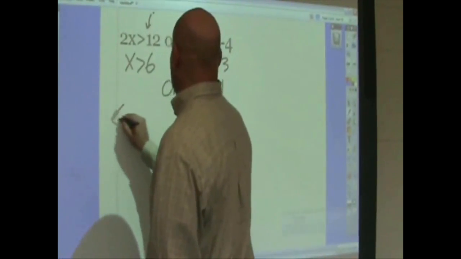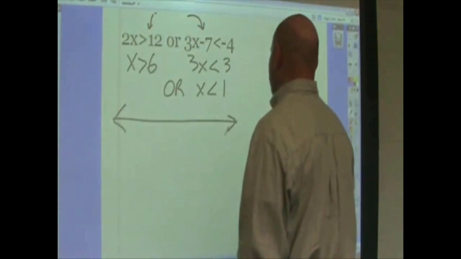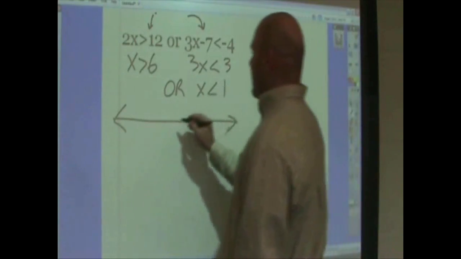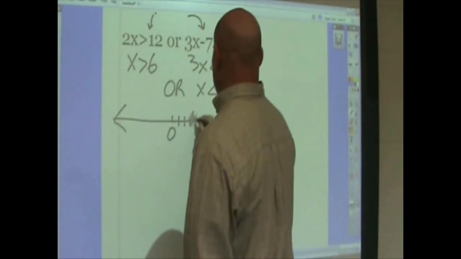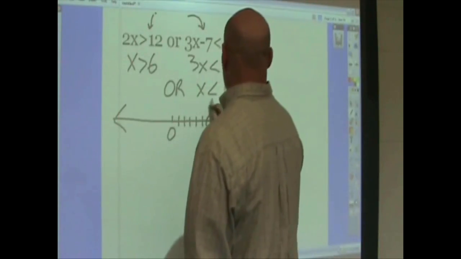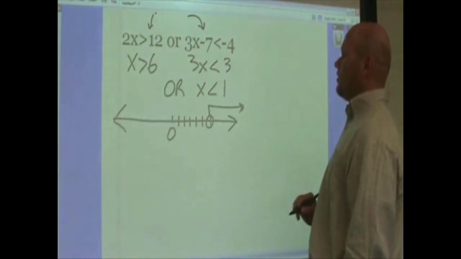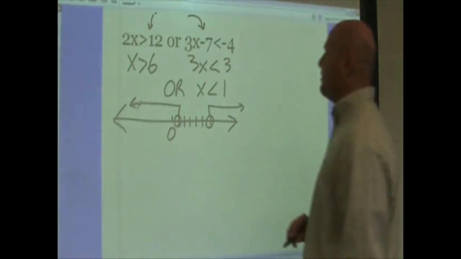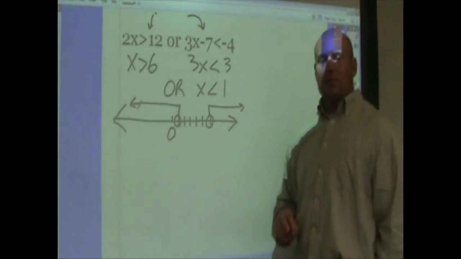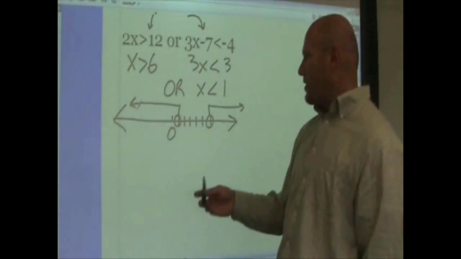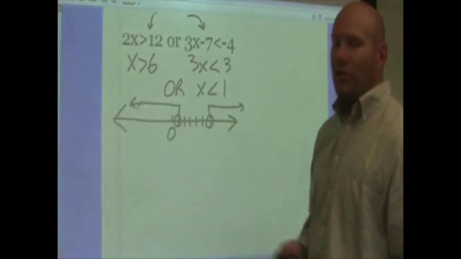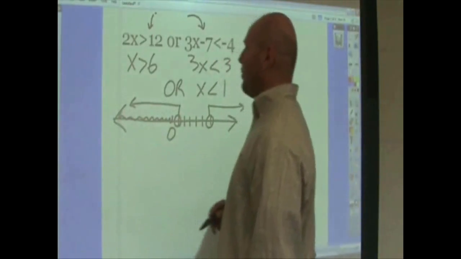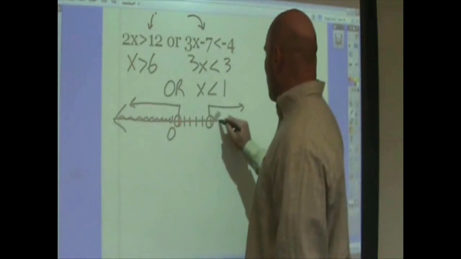Alright, next thing I'm going to do is graph these two guys. And when I go to graph these two, x is greater than 6. 1, 2, 3, 4, 5, 6. I graph like so. X is greater than 6, or x is less than 1. Now I'm just looking for the places where some value of x is used in order to solve the inequality. Well, this would be this value and all of those. And this would be all these values.